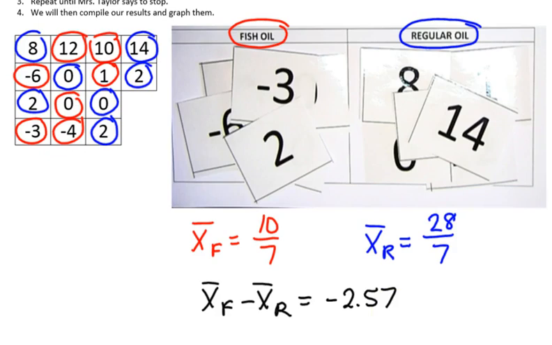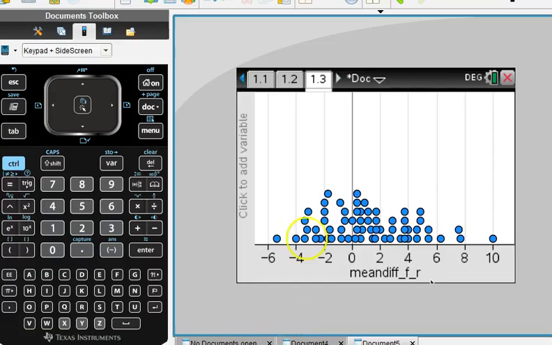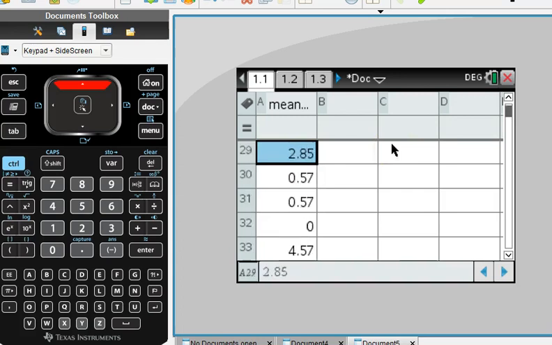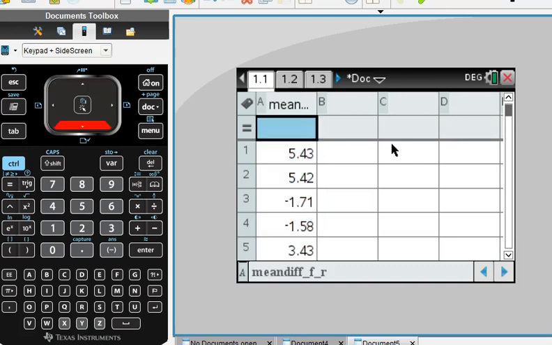Then I collected these from the entire class, and they were in a list. Okay, so here are all of the different values that we got: 63 different differences, some positive, some negative. So we did this over and over again. Each group in the class did this multiple times, shuffling the cards, dividing them out, and going through this procedure.